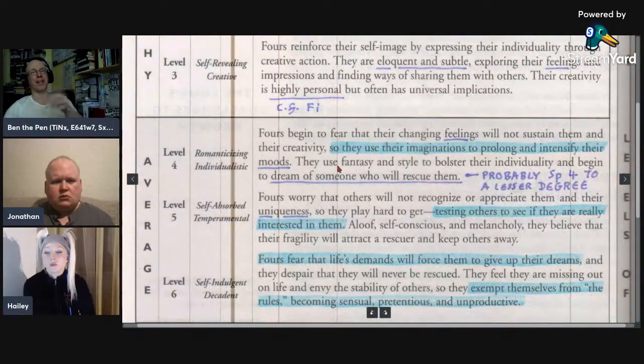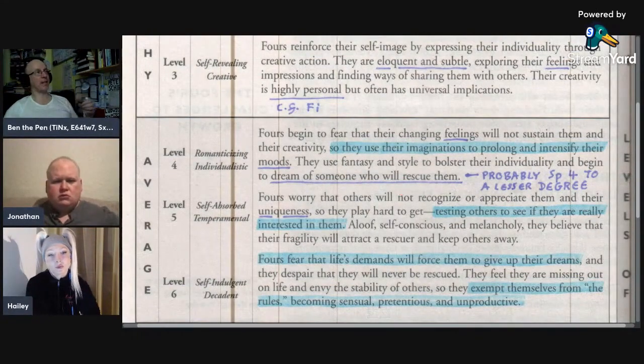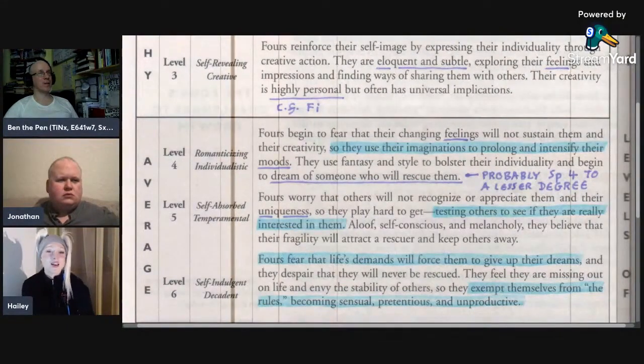Whereas an NT with a strong 4 fix, they're not going to have it like that at all, because the NT, especially INTJ, which is like the most autonomous of the NTs. Yeah, I mean, I feel very independent. I would not like this whole dreaming of someone to rescue me. It's almost an insult a little bit if someone were to say that to me.